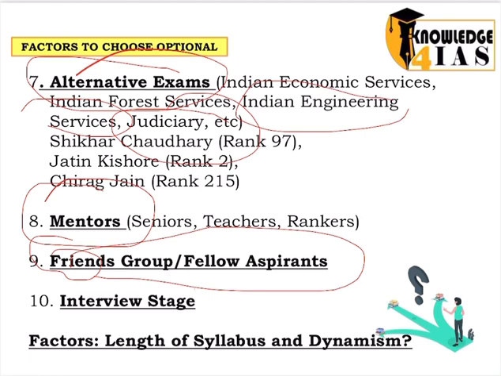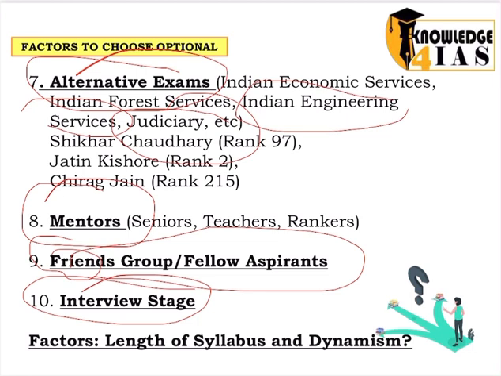Now the last factor is the interview stage. This is not a very prominent factor, but again this is a factor. The meaning of interview stage is that for the optional paper that you will choose, you will also face verbal questions in your interview stage. That means you need to know the happenings of that subject around you. So this factor is not a very prominent factor, but it can be taken into account.